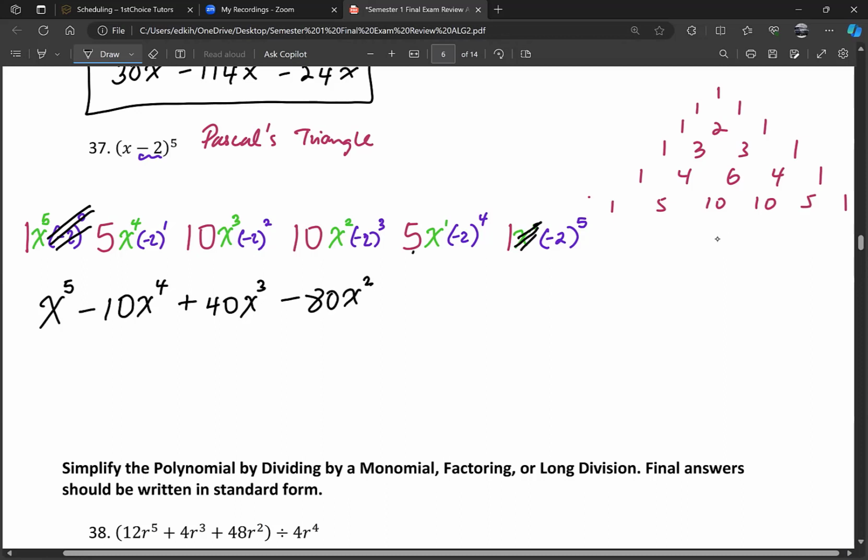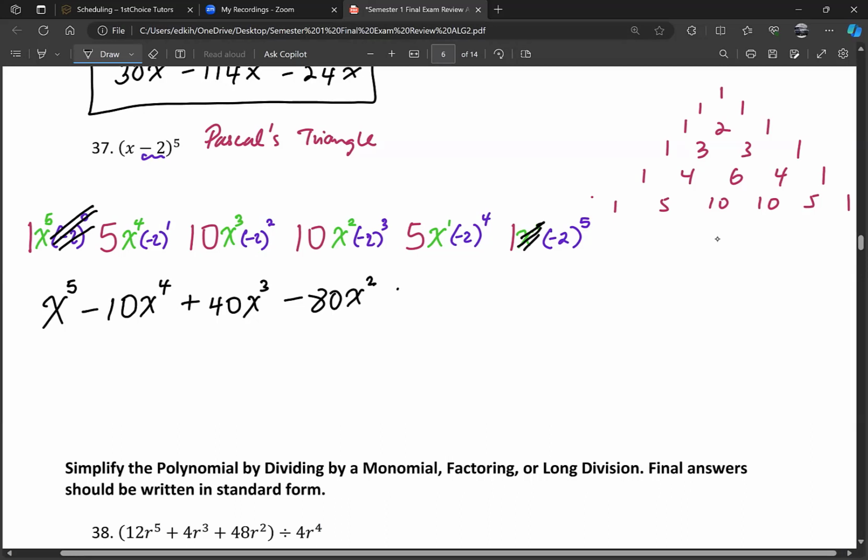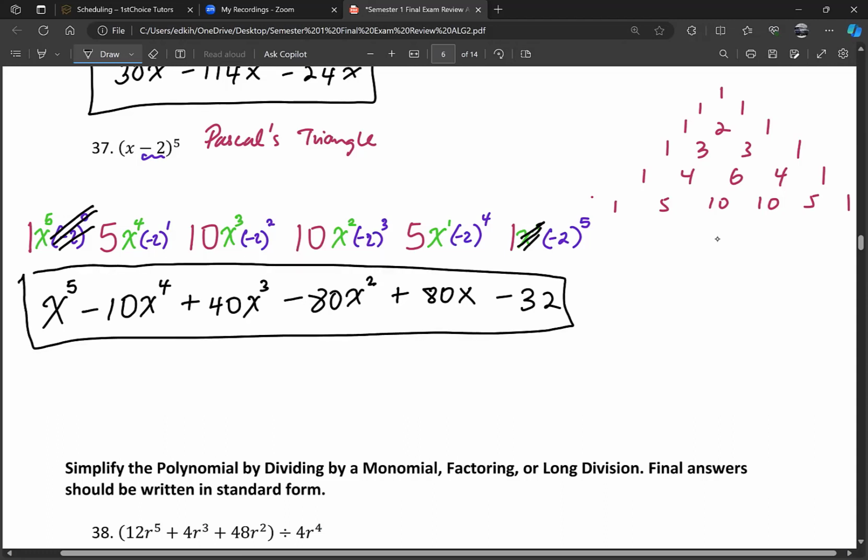And next, 5 times -2 to the fourth, well, -2 to the fourth is 16. 5 times 16 is 80, 80x. And then last but not least, we have 1 times -2 to the fifth. -2 to the fifth is -32. Is 16 times 5 really 80? It is. I don't know why I'm having a hard time remembering that. Anywho, this would be the answer to question 37.